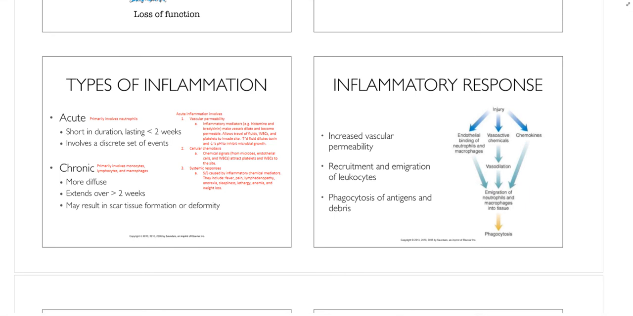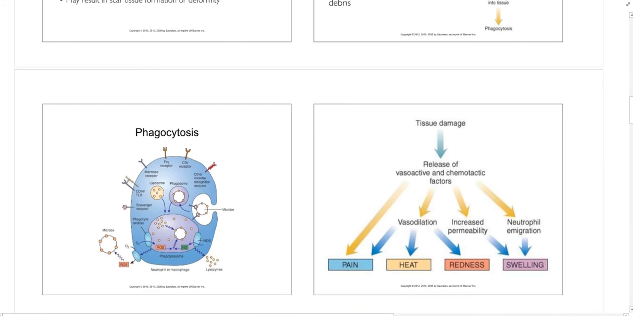So when we have the inflammatory response, kind of similar to what's said over here, we get increased vascular permeability. We want to get all those fluids in there, get the white blood cells in there, the platelets and all that stuff, which is recruitment, emigration of leukocytes, white blood cells. And a lot of those white blood cells, or some of those white blood cells and other immune cells will phagocytize antigens and debris and help get the area ready for healing.